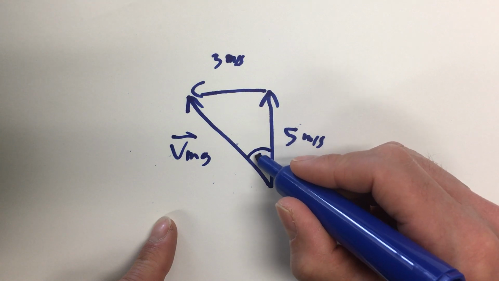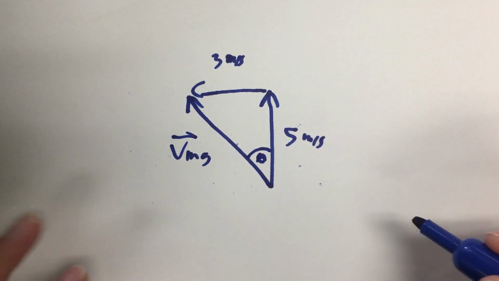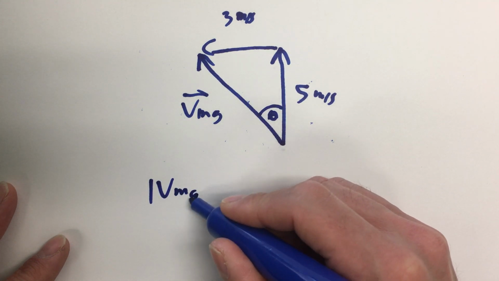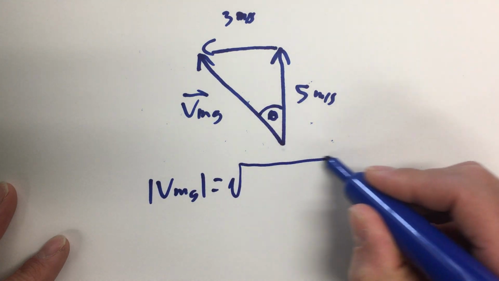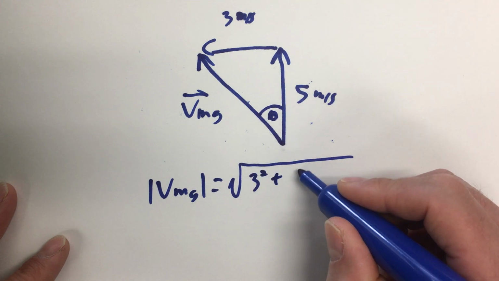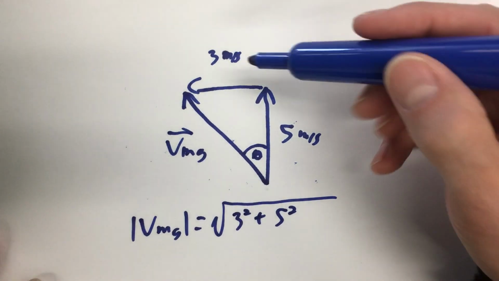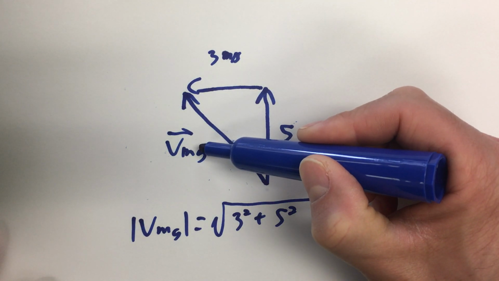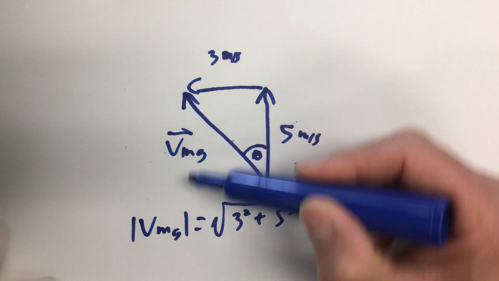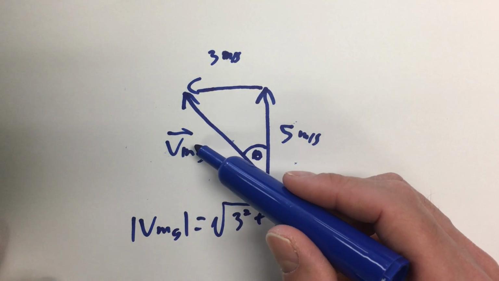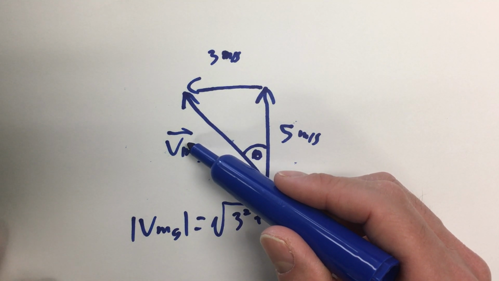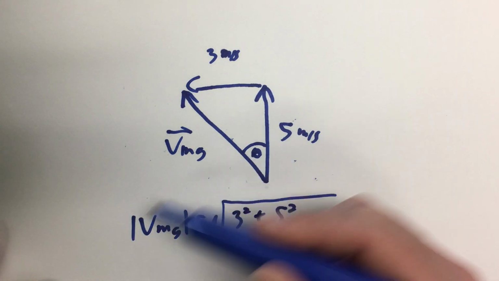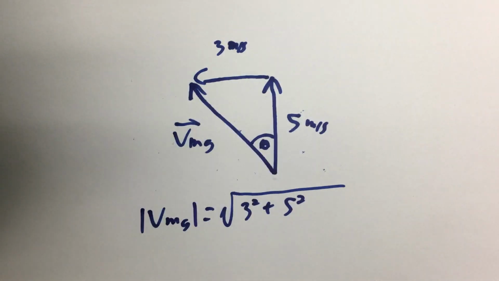So we're going to need to find this angle and this magnitude. The magnitude of the velocity of the man with respect to the ground is the square root of 3 squared plus 5 squared, because a squared plus b squared equals c squared. So c is the square root of a squared plus b squared. This is just the Pythagorean theorem. You can review the Pythagorean theorem if this part's not dead clear.